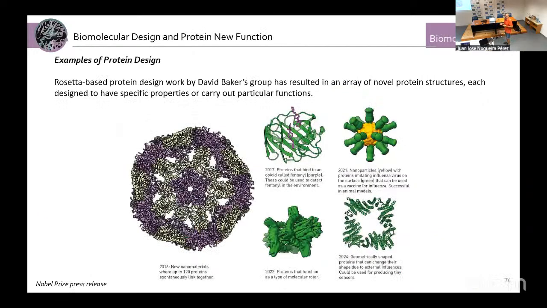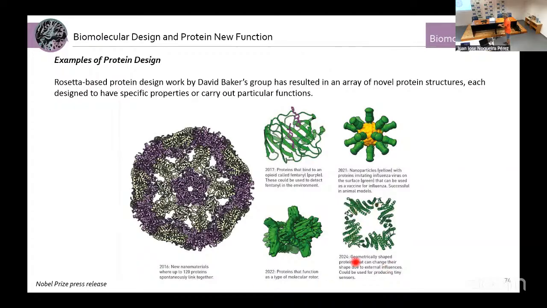A lot of successes were achieved by these Rosetta-based approaches, designing new nanomaterials where different proteins are aggregated, also designing binders, designing functional nanomachines where proteins are moving, so you are kind of reproducing protein aggregation and this dynamism.